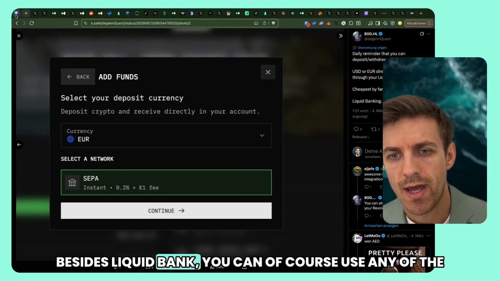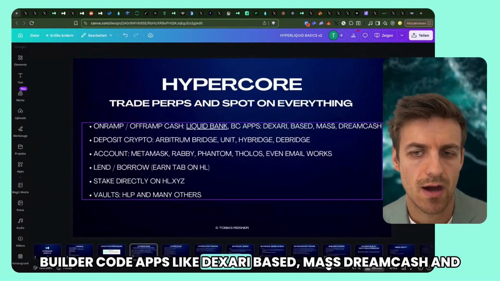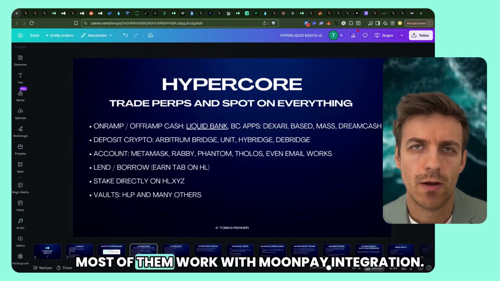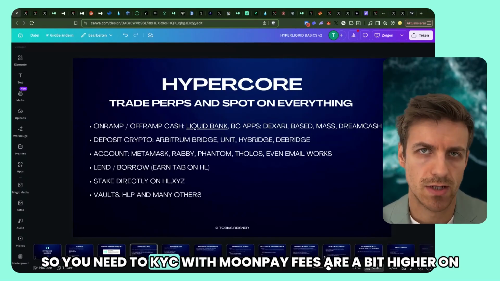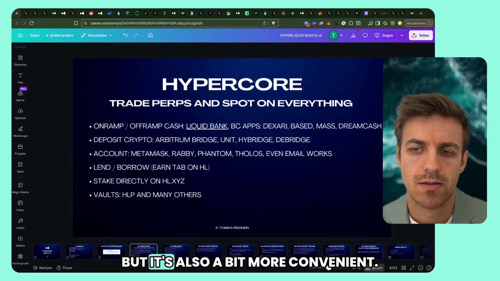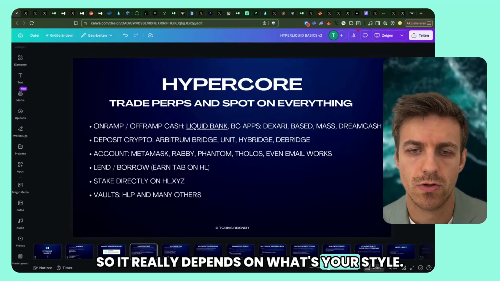Besides Liquid Bank, you can of course use any of the builder code apps like Dixari, Based, Mars, Preemcash, and so on. Most of them work with MoonPay integration, so you need to KYC with MoonPay. Fees are a bit higher on there, but it's also a bit more convenient. So it really depends on your style.